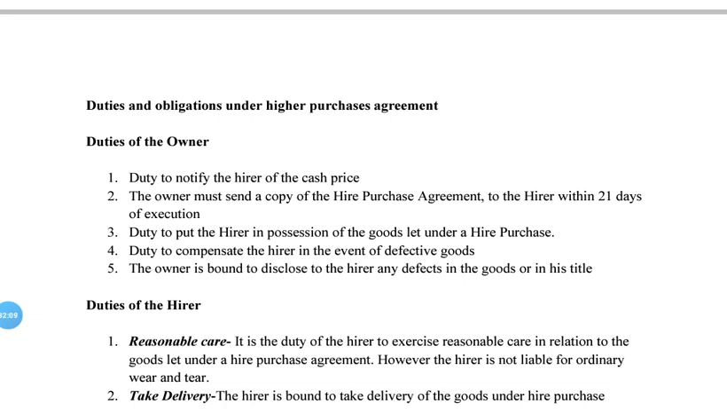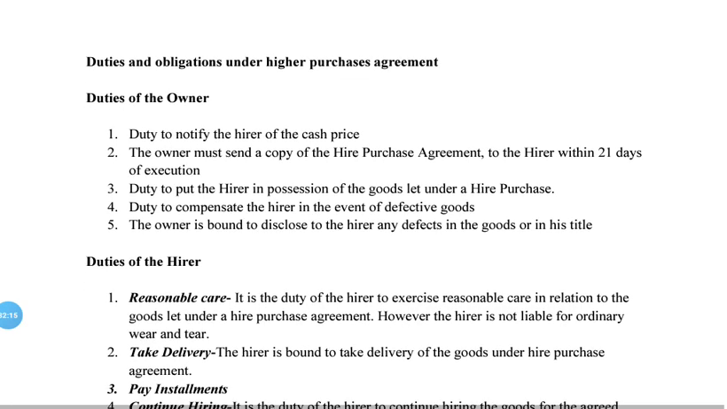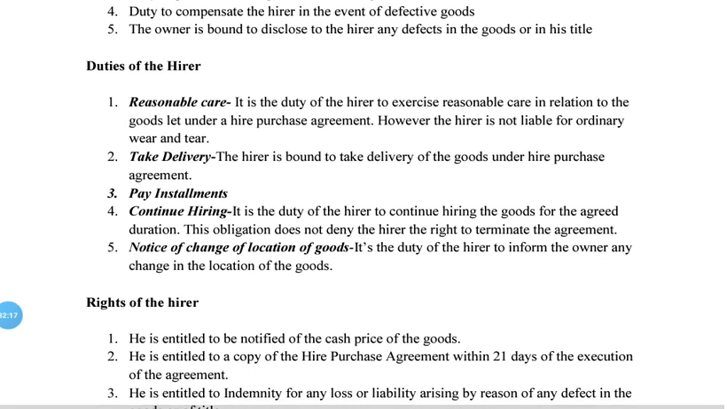What about the duties of the hirer? Number 1, reasonable care. When you buy a TV set on hire purchase, we said when we were starting that what you get is the possession of the item, but the title or ownership remains with the seller, and therefore you need to take care of that TV because it belongs to the seller. Anytime in the event of default, the seller is entitled to repossess it.